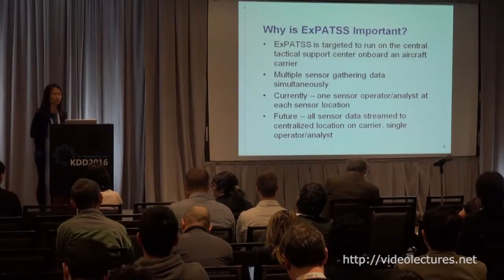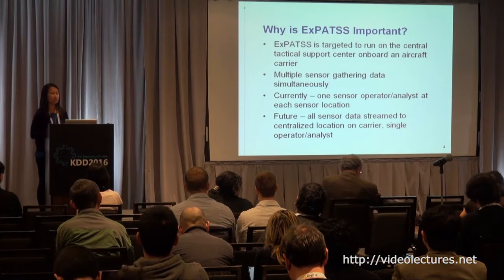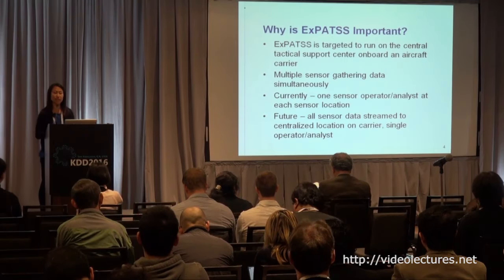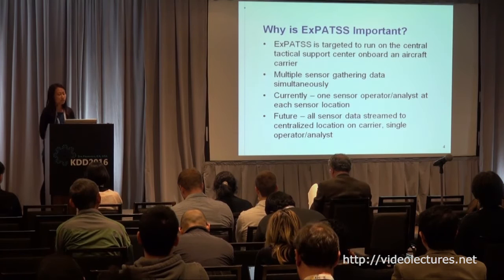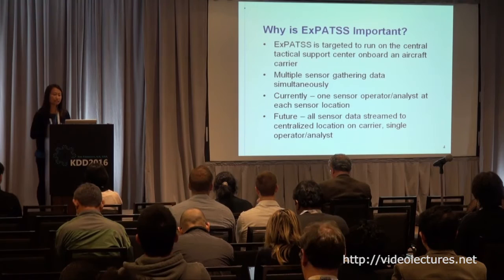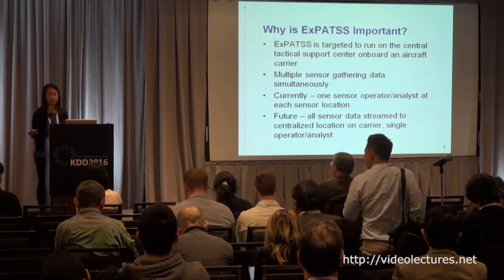determined by a sensor operator who manually observes and processes the data, and that's really inefficient because all of the different sensor operators are scattered throughout, and they have to then communicate what they're seeing back to a central location. So instead of that, what the Navy wants to do is to stream all of that data into a centralized location, what they call the Tactical Support Center.